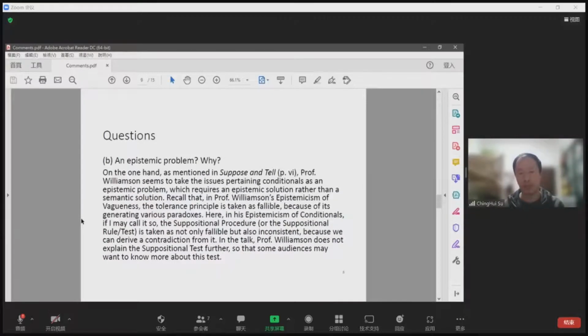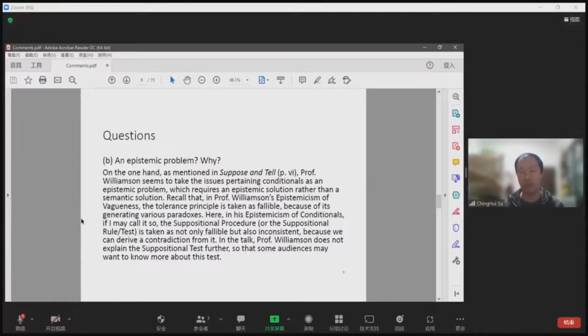My second question is: it seems that Professor Williamson takes problems concerning conditionals as a kind of epistemic problem. I wonder why. As mentioned in Suppose and Tell, Professor Williamson seems to take the issues pertaining to conditionals as an epistemic problem, which requires an epistemic solution rather than a semantic solution.